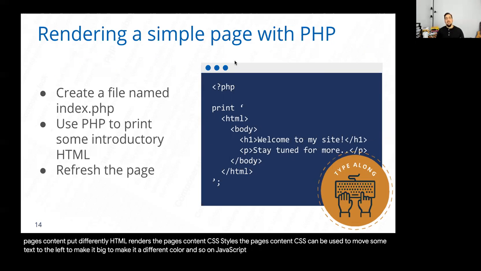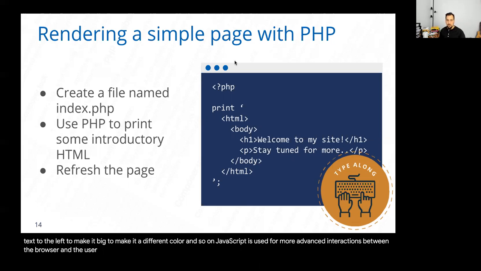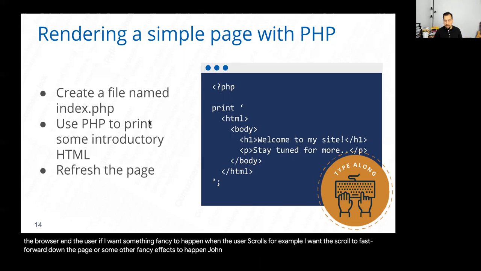JavaScript is used for more advanced interactions between the browser and the user. If I want something fancy to happen when the user scrolls, for example, I want the scroll to fast forward down the page or some other fancy effect to happen, JavaScript can do that. JavaScript can do quite a bit, but essentially JavaScript can be used to trigger functionality or advanced display logic from the browser.